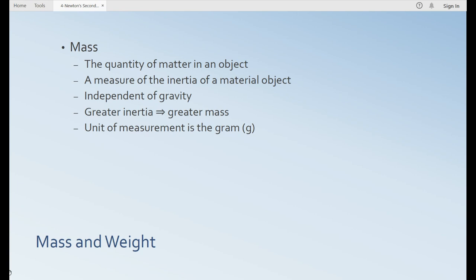And also, when we look at objects with mass, the greater the mass they have, the greater their inertia. You can think about this: if you have a marble and a bowling ball, of course, the bowling ball has more mass than a marble, and a bowling ball also has more inertia. You have to exert more force to roll the bowling ball than you do the marble, and it also takes more force to stop the bowling ball than it does the marble. And we measure mass using the gram.